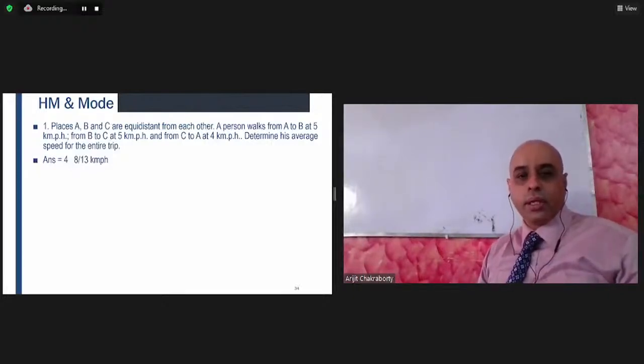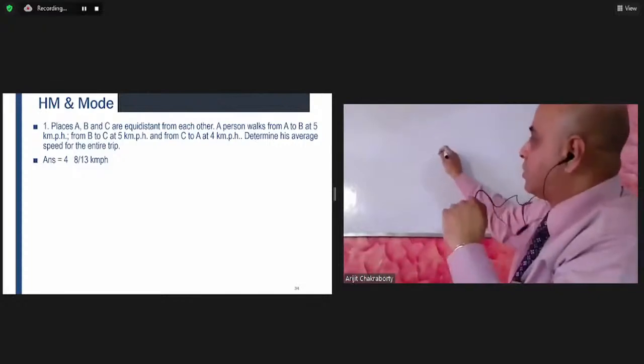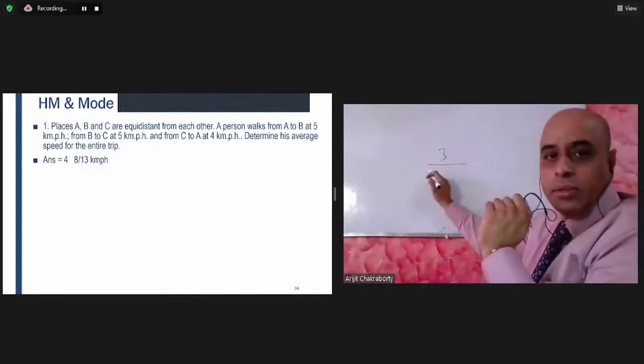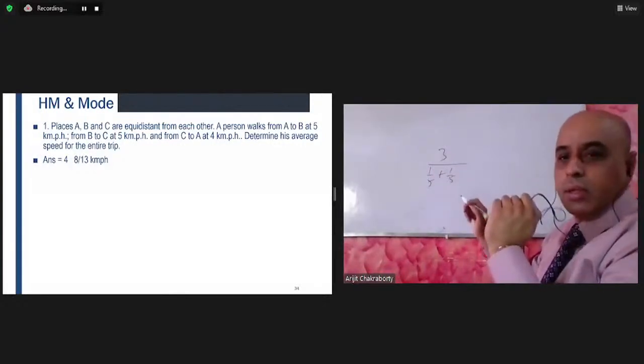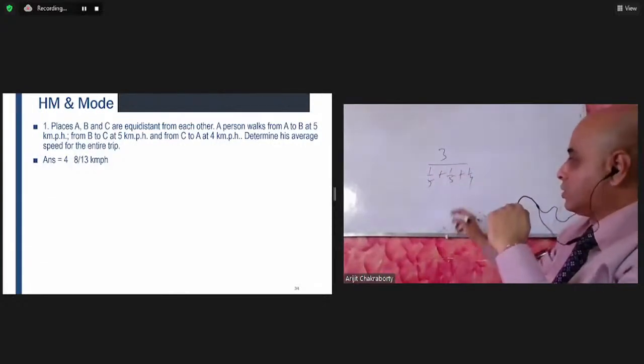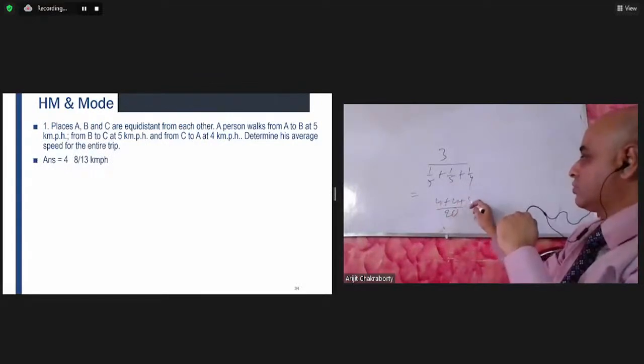So we can calculate in this way. There are 3 distances they are covering. So I will take 3 at the top, and in the denominator I will have 1 by 5 plus 1 by 5 plus 1 by 4. So I'll take the LCM now, 20. So I'm getting 5 4s are 20 plus 5 4s are 20 plus 4 5s.